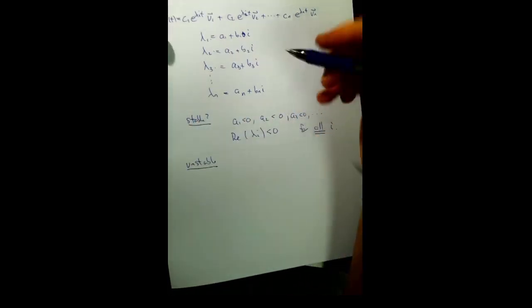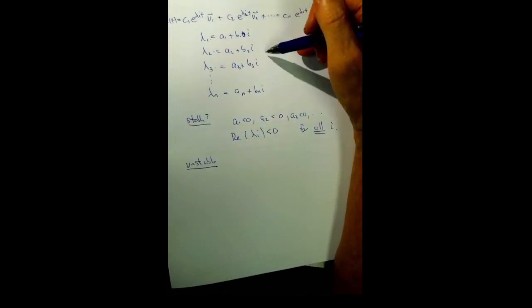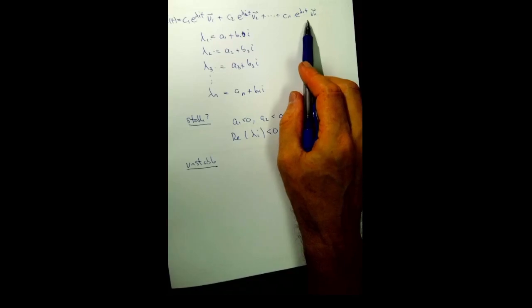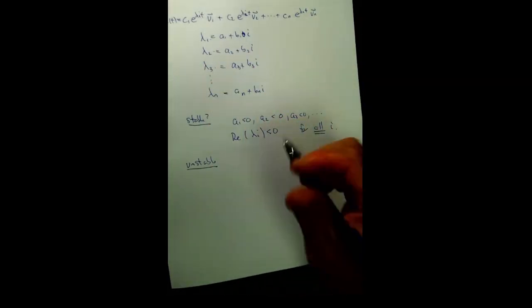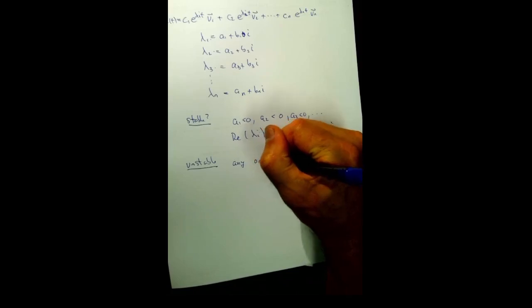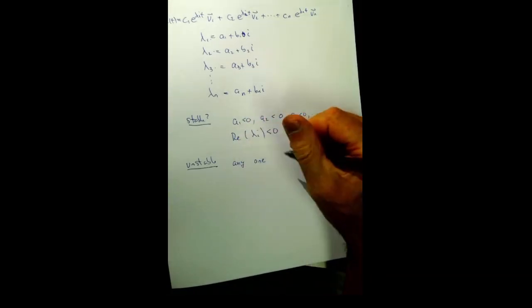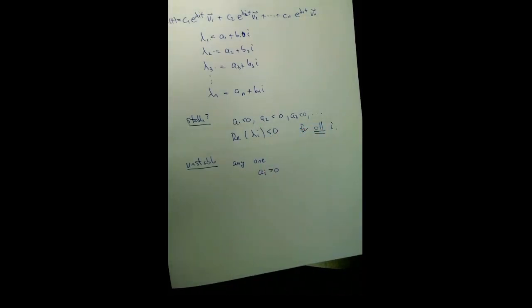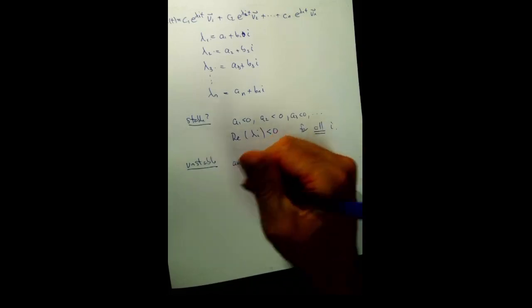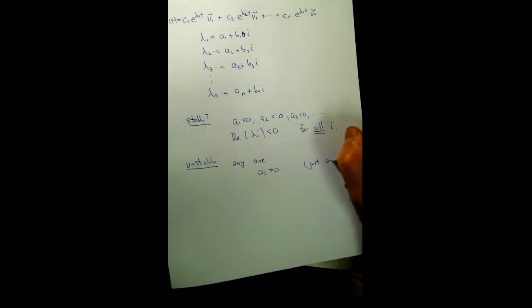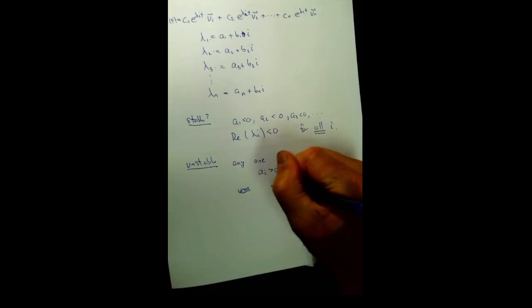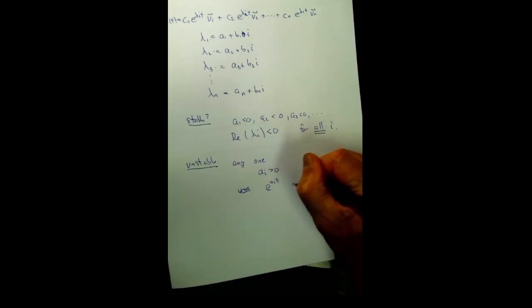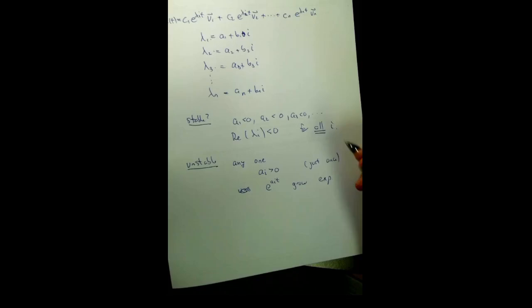To be unstable, I just need any one of these things to grow out of control. If any one of these things gets big and I add it to other things, it's going to dominate. So we really need only one, or any one, that satisfies that the a is positive. So that just happens once, and then we're going to grow exponentially. And it's going to grow in whatever direction we specify. Okay.